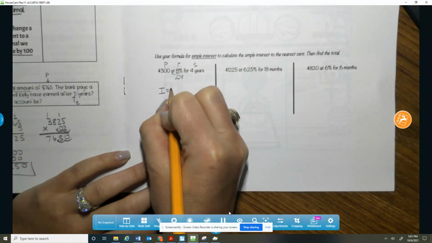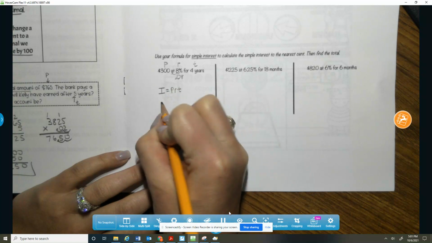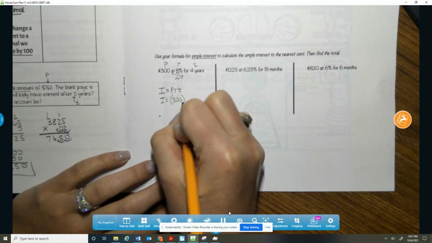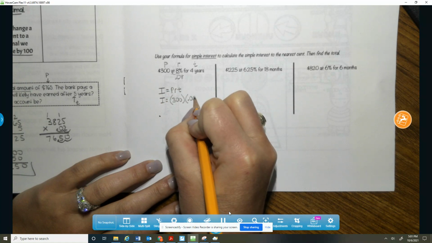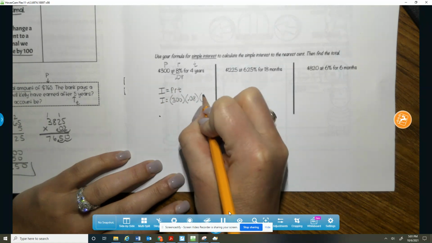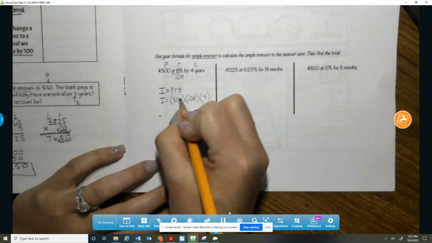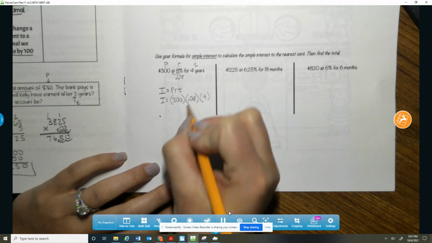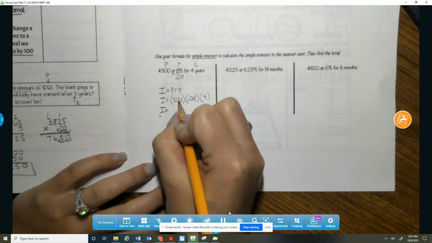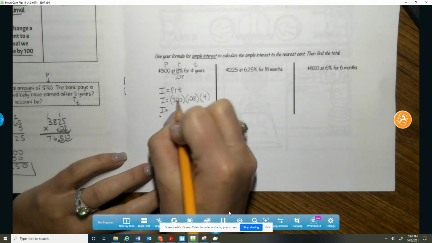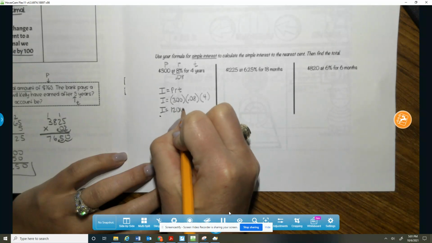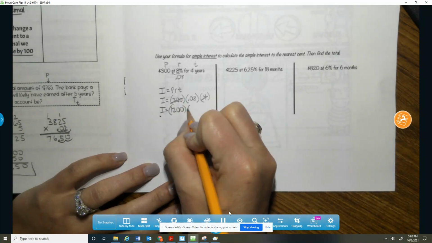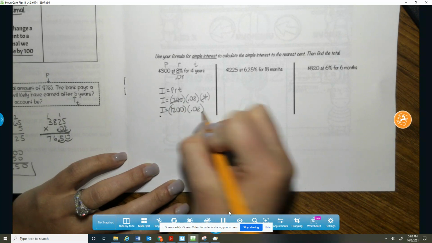So I equals PRT. Let's go ahead and plug them in. The principal is 300. The rate is 8/100ths. And the time is 4 years. Once again, I like to multiply my whole numbers first and leave my decimals to last. I know that 300 times 4 is 12, and then I add my 2 zeros. And I'm going to multiply that by 0.08.